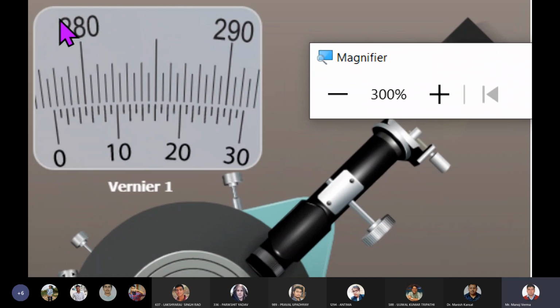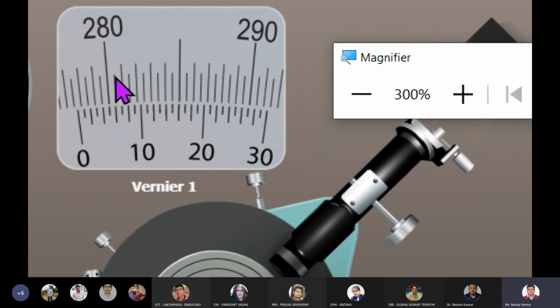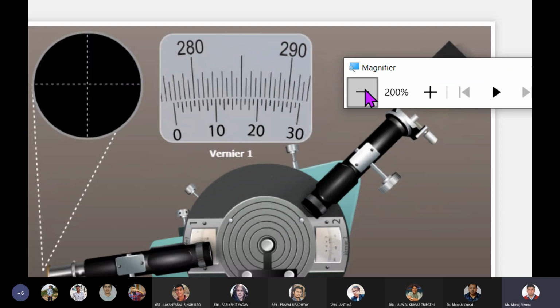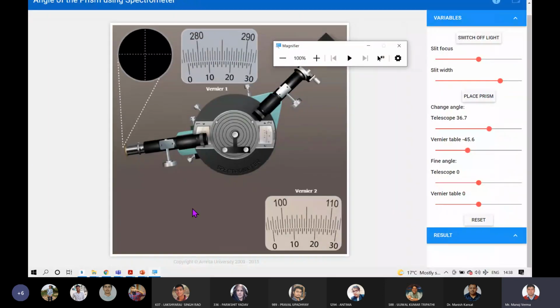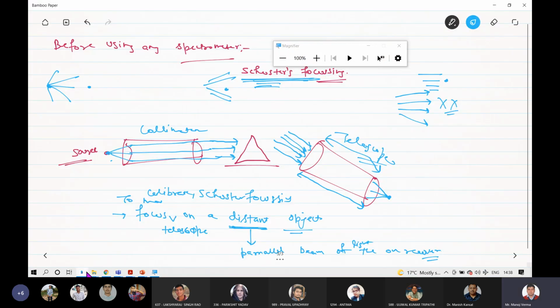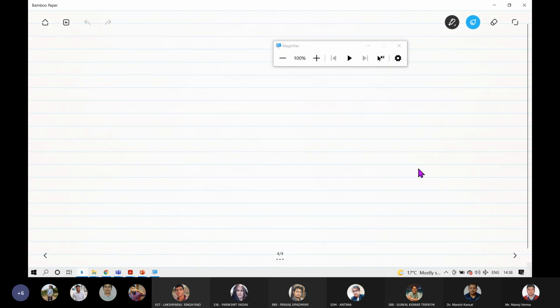Okay, now you can see it is 281, 282, 283, 284, 285. Yes, and in each degree there is another small line which corresponds to half degree. So the main scale has a least count of, you can say, the main scale divisions are 30 minutes.